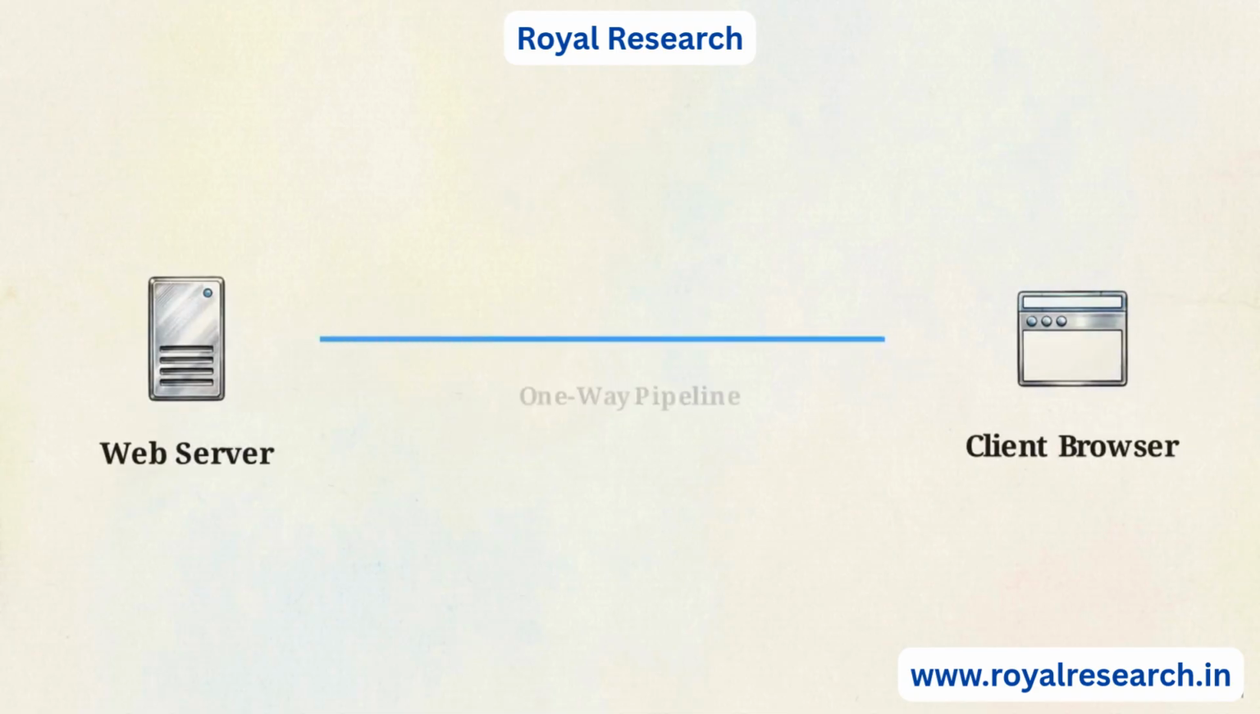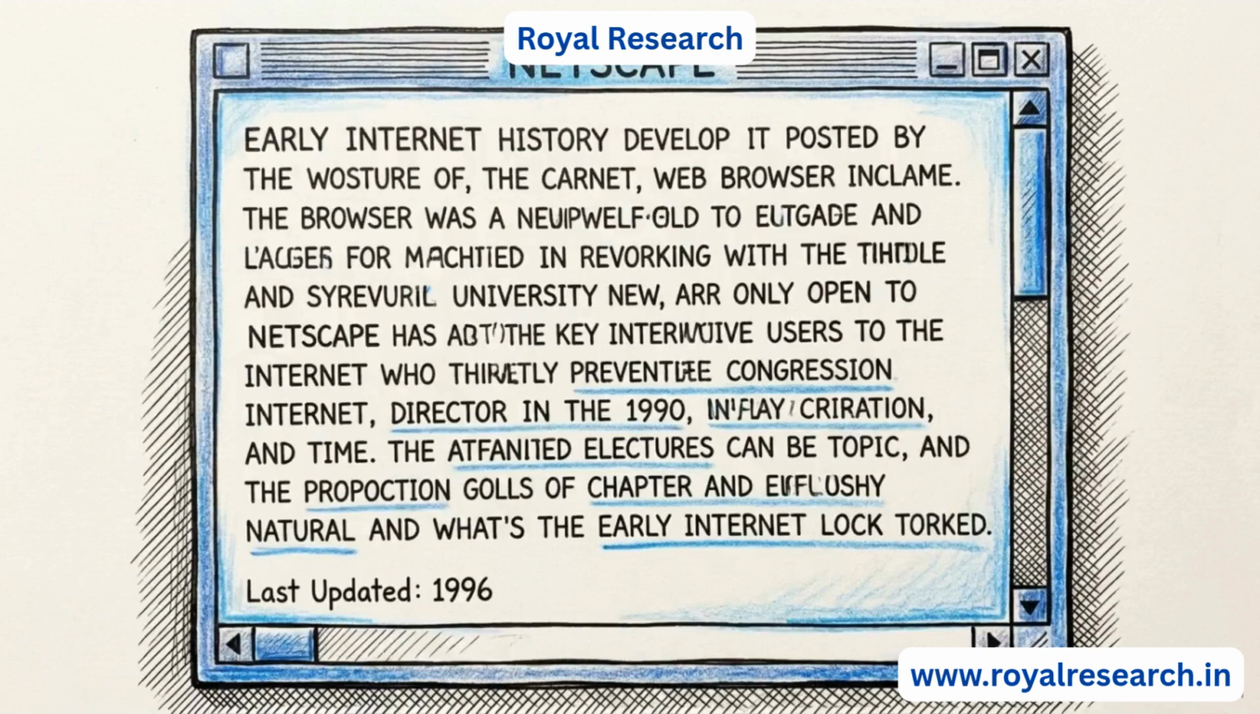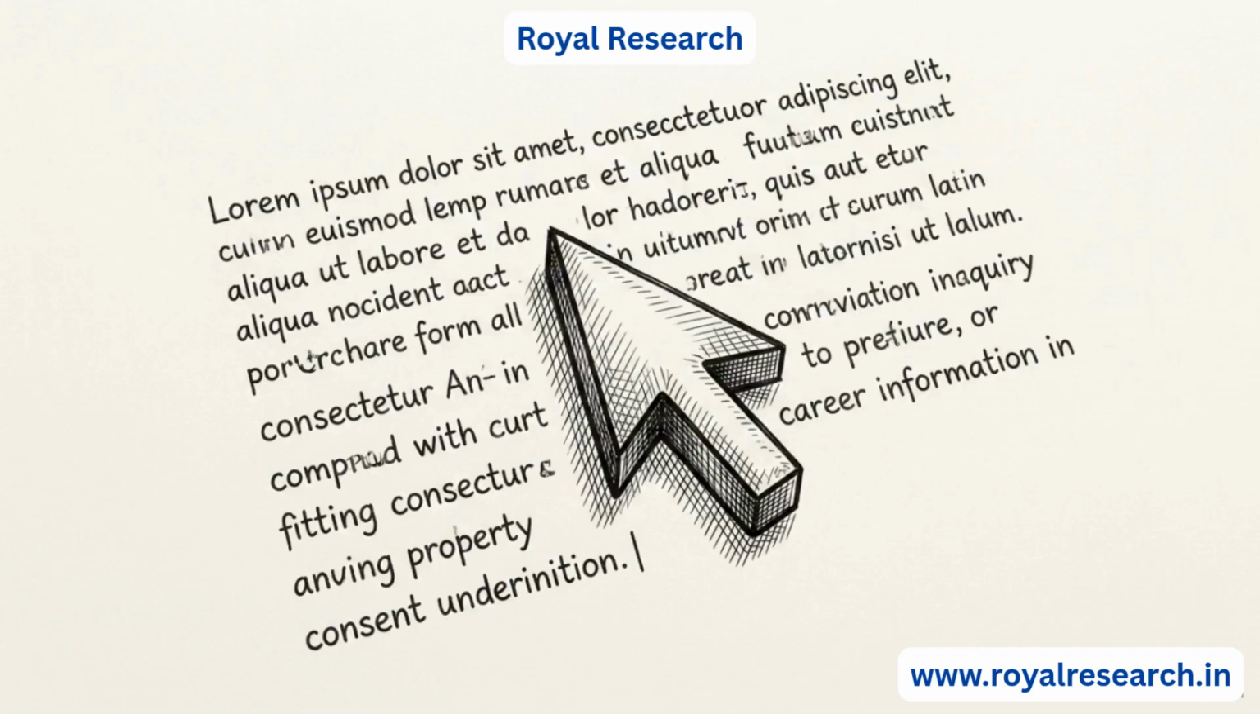We start at the historical baseline established by Royal Research. This diagram shows the original architecture of the web. A server pushes a single pre-compiled block of HTML down a one-way pipeline to the browser. This model operates with a functional limitation. Once the HTML arrives on the client device, it is fixed. There is zero client-side interactivity, and the data cannot change.